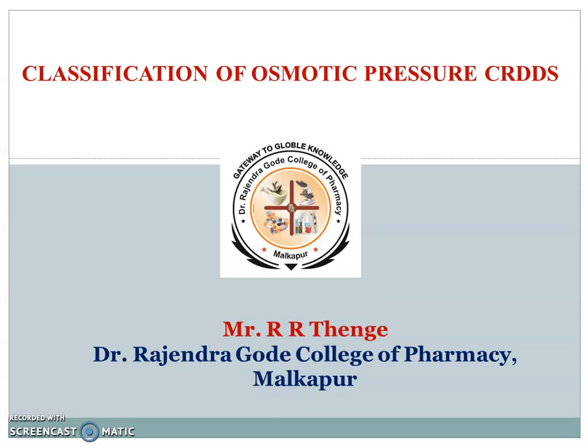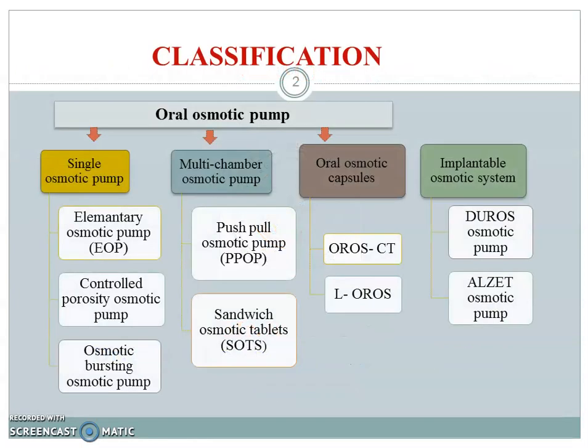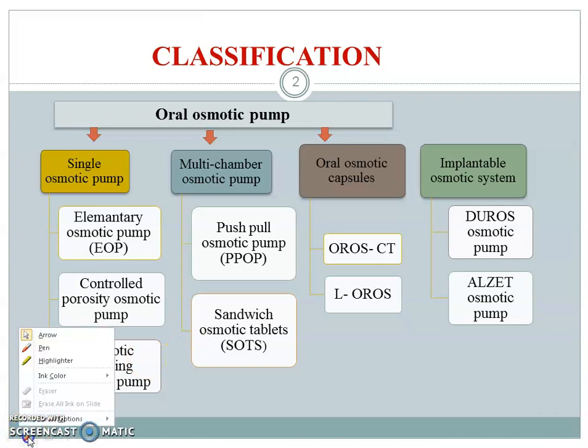Today I am going to talk on the topic classification of osmotic pressure controlled release drug delivery systems. These systems are classified into mainly two types based on the routes of administration, that is the oral osmotic pumps and the implantable osmotic pumps. Orally, they are classified as single osmotic pump, multi-chamber osmotic pump, and oral osmotic capsule, and parenterally it is the implantable osmotic systems.